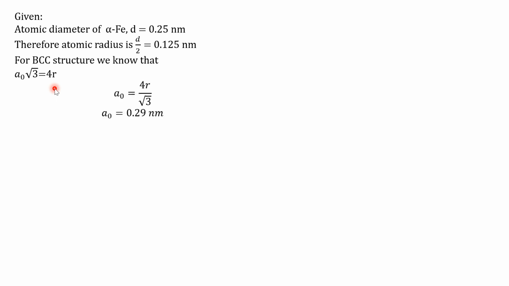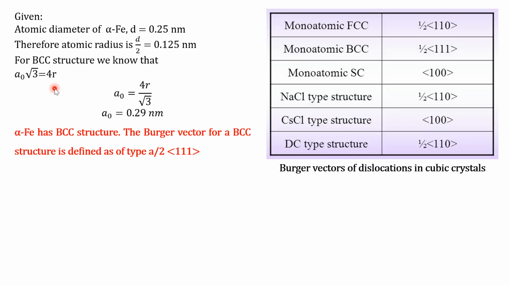Yeah, 0.29 nanometers. That's correct. So then what we have to do is that for monoatomic FCC it's 110 and for monoatomic BCC it's 111. So we have to take this type as our Burgers vector. So alpha n has a BCC structure and for BCC it will be A by 2 into 111.